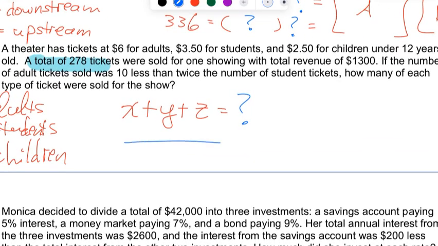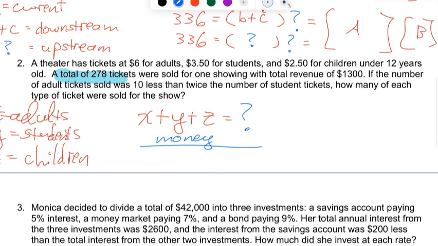You're definitely going to have another equation for the money. I'll let you think about how to write that money equation. Let's help each other with the third equation. It says the number of adult tickets sold was 10 less than twice the number of student tickets. That's kind of a mouthful, but it does say number of adult tickets was.